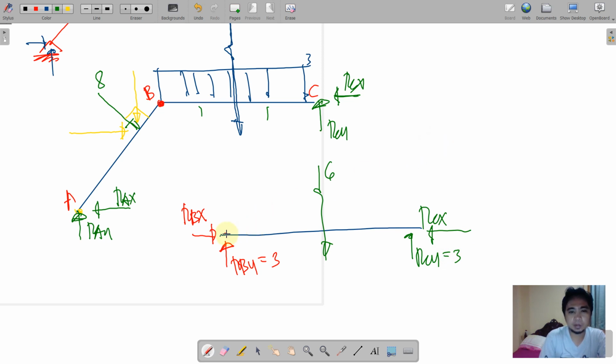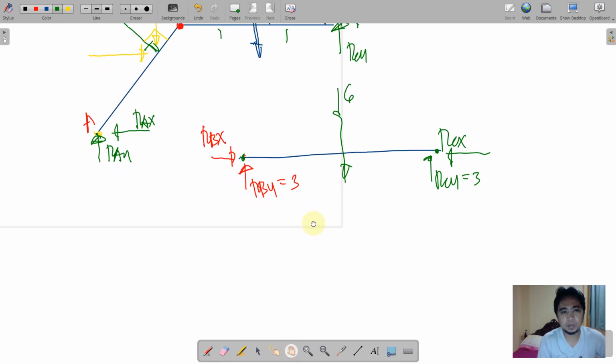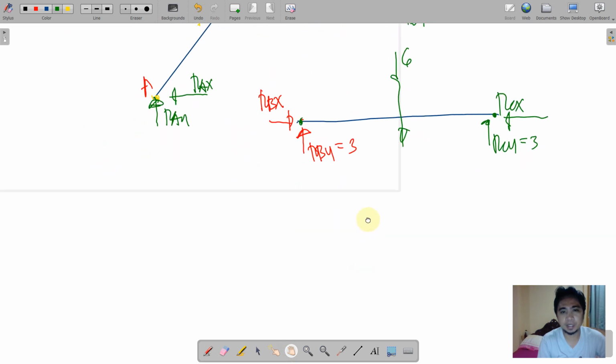Okay. So, if we take moments dito, wala tayong makukuha kasi RBX and RCX is collinear. So, wala silang moment arm. So, we cannot get anything from this free body for a while. So, we can now transfer to the other free body. Okay? For the other free body, let's draw the free body of that inclined member.